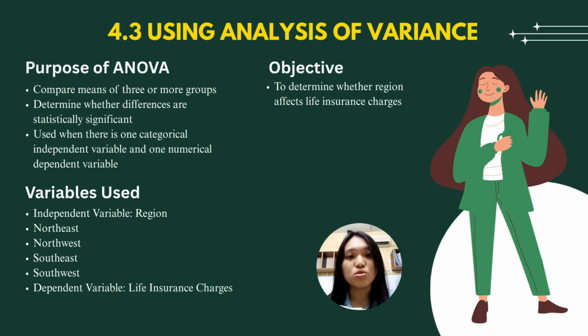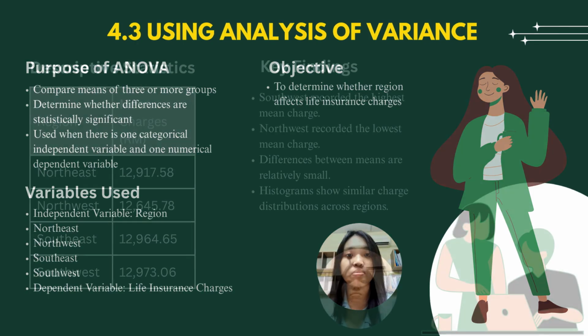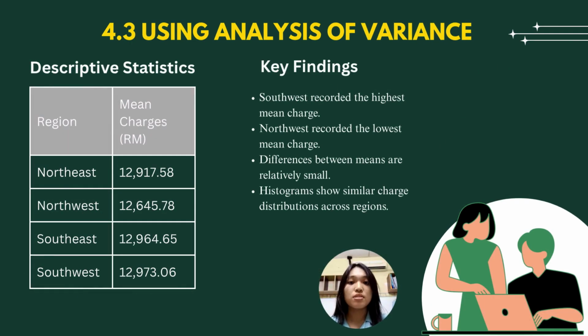Now I will present 4.3 using analysis of variance. One-way ANOVA was used to determine whether insurance charges differ among policyholders living in four different regions. The independent variable is region, while the dependent variable is life insurance charges. Next, based on the descriptive statistics, the average insurance charges are very similar across all four regions. The Southwest region has the highest mean charge of 12,973.06 ringgit, while the Northwest region has the lowest mean charge of 12,645.78 ringgit. The small difference suggests that regions may not strongly influence insurance charges.